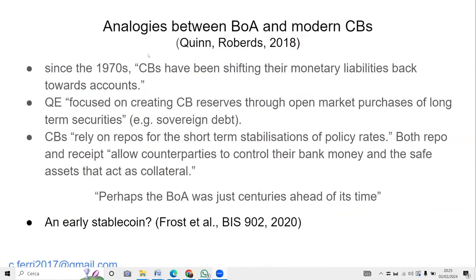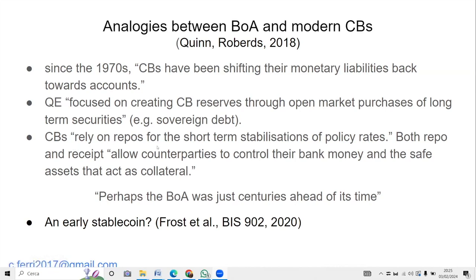operations. So there are analogies here between the Bank of Amsterdam and the modern central banks, as Quinn and Roberts, who studied the Bank of Amsterdam a lot, wrote. They say that since the 70s, central banks have been shifting their monetary liabilities towards accounts. Quantitative easing, focused on creating central bank reserves through open market purchases of long-term securities.